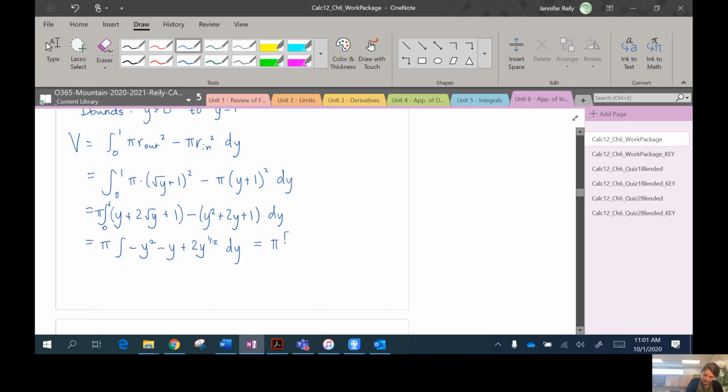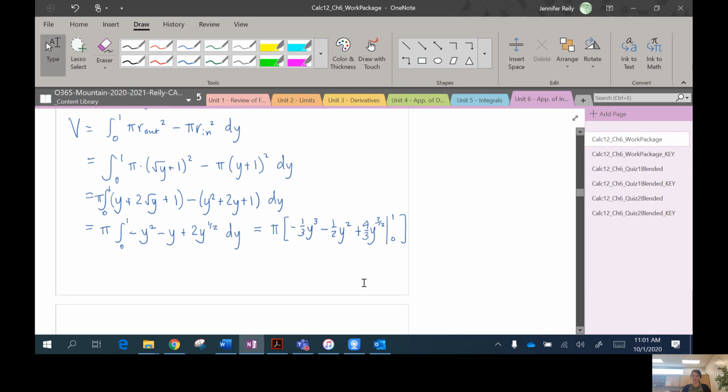And so the antiderivative of that is negative 1/3 y cubed minus 1/2 y squared plus, so power bumps up by 1, divide by the power, so you get 4/3, and we're integrating between 0 and 1. I'm not going to plug all that in front of you. I've already done it on my calculator, but you end up getting exactly pi over 2.